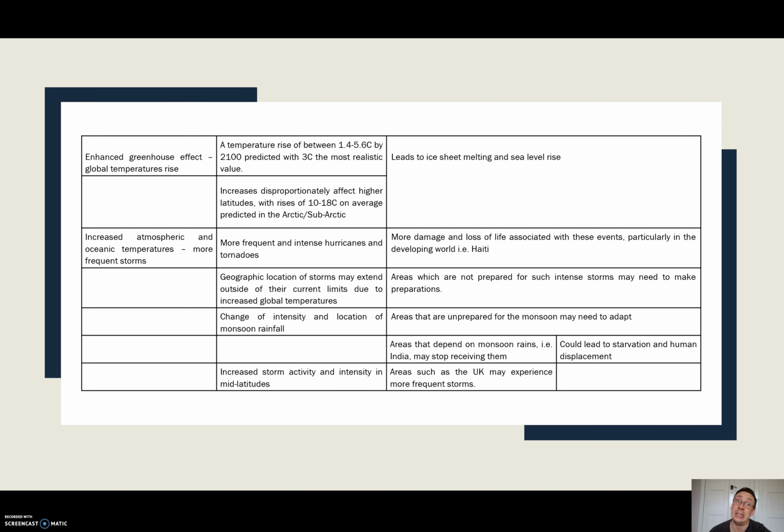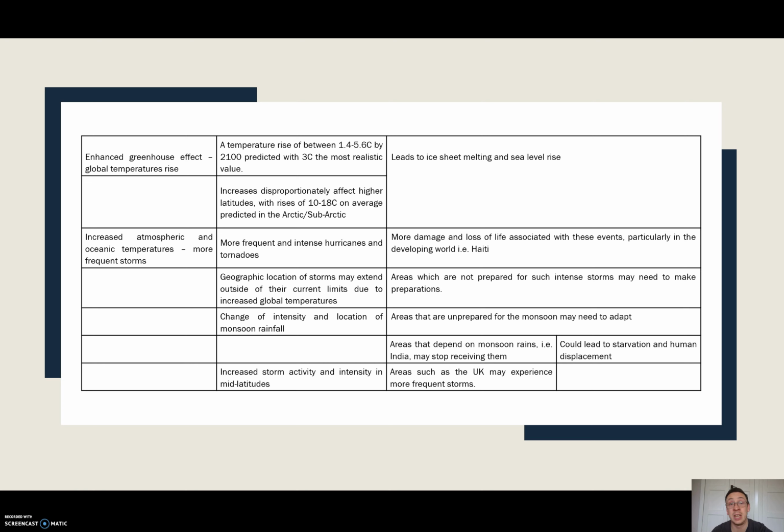Now that's going to lead back to our previous point. As you have that increase in temperature, particularly in those extreme northern and southern latitudes, you're going to see ice sheets melting, you're going to see sea level rise, and that's going to have all the impacts that we talked about a couple of minutes ago.